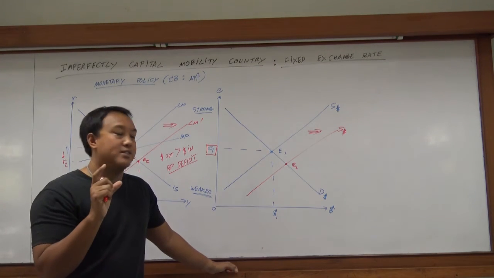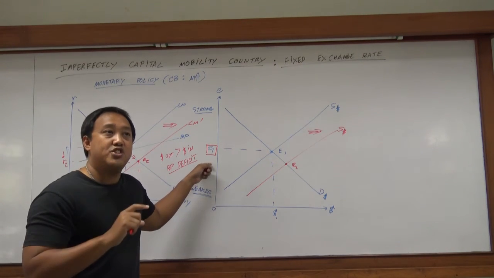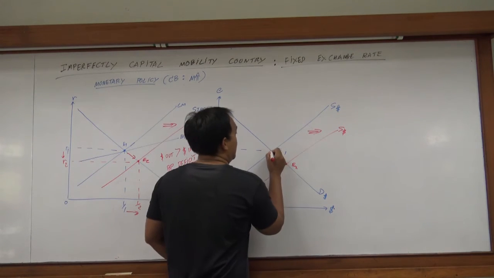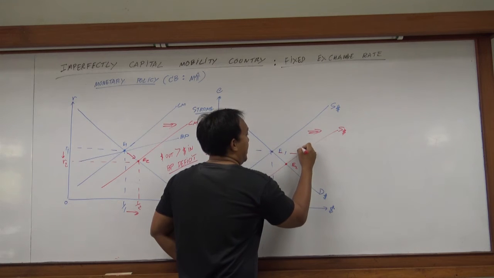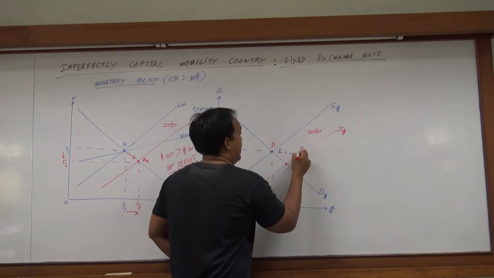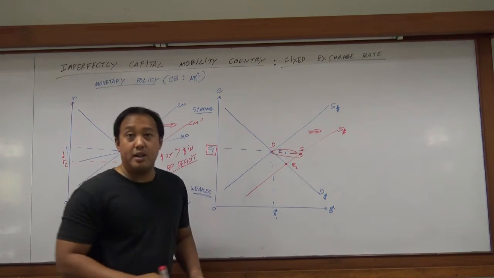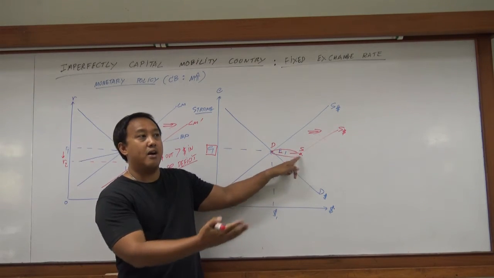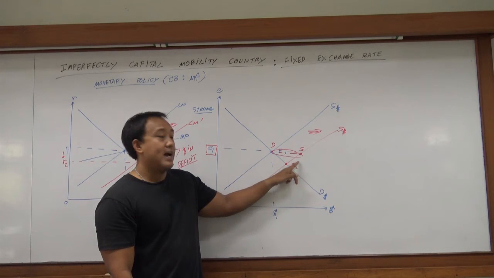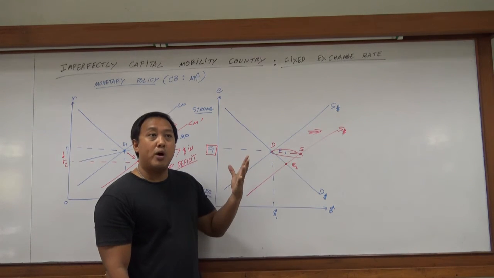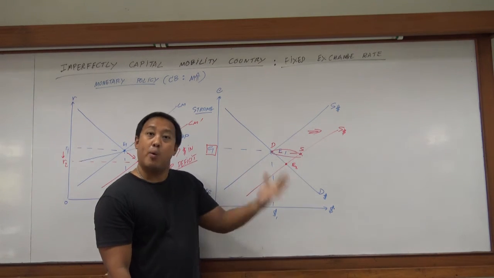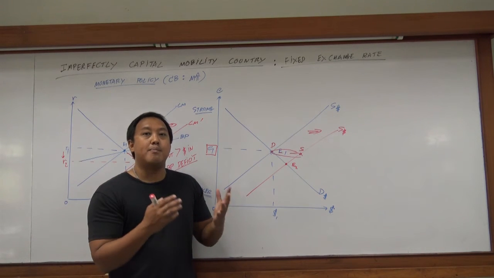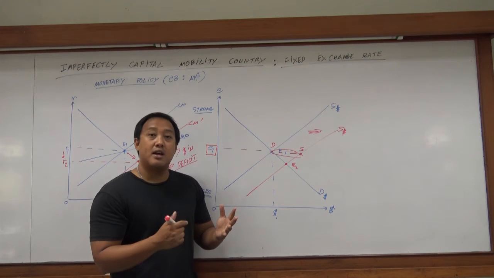If we fix the value of the US dollar here at E1, the problem we're going to have is that supply is going to be here and demand is going to be here. We have a gap between demand and supply. You can see that supply is on the right side of demand, which means supply is greater than demand. People want to sell US dollars more than people want to buy US dollars.